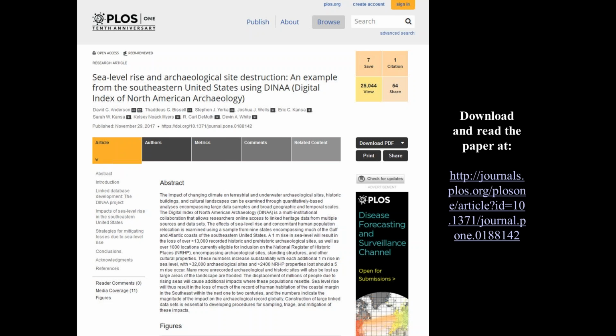In this paper, we examined the effects of sea level rise and human population relocation using a sample from 9 states encompassing much of the Gulf and Atlantic coast of the southeastern United States. The paper caused a bit of a stir, with articles about it appearing in dozens of media outlets around the world. The online technical paper has had over 25,000 views, indicating considerable interest in the work, not typical in my professional experience, so that was very gratifying.